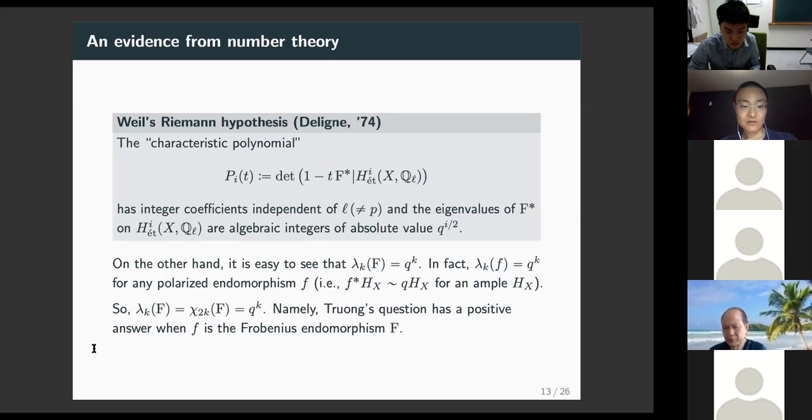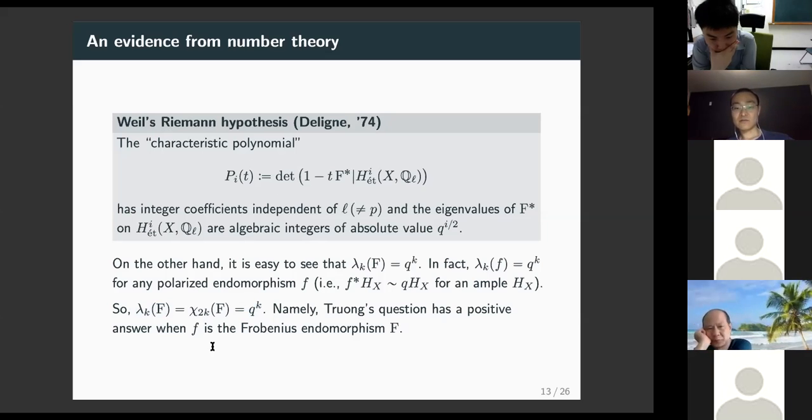Okay, so now you see that for Frobenius, we have this equality: lambda_k of F is equal to chi_2k of F. Both of them are q to the k. So this guy, lambda_k equal to q^k, is easy, but this guy is very hard. It's actually the Weil-Riemann hypothesis, or a consequence of the Weil-Riemann hypothesis. But later we'll see that they're equivalent. So Tate's question has a positive answer if F is a Frobenius endomorphism, capital F.